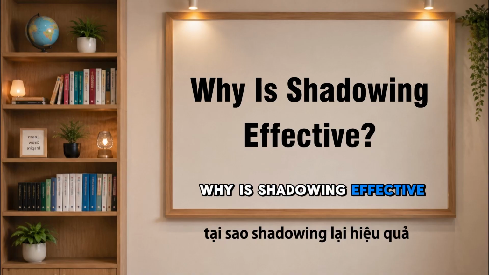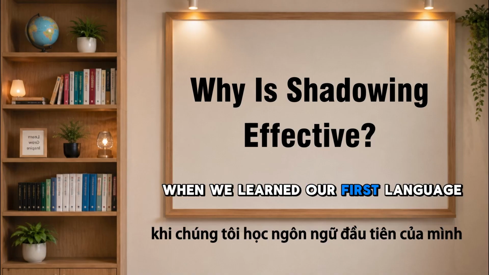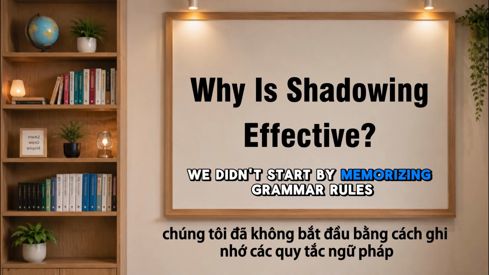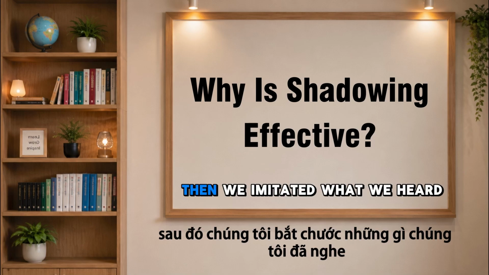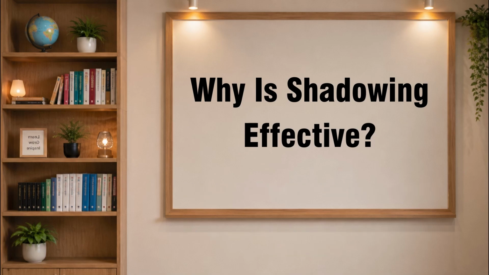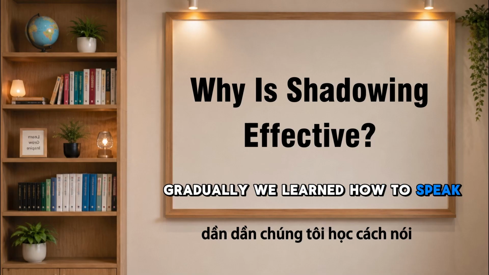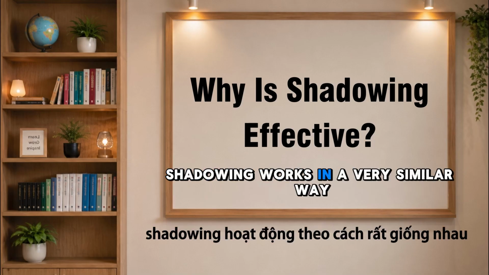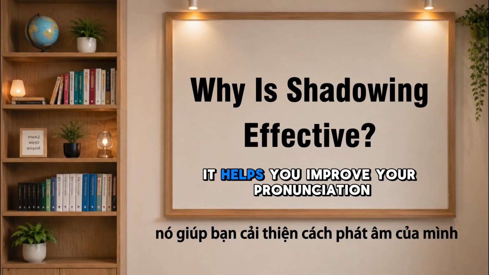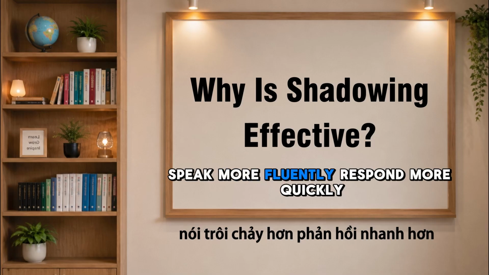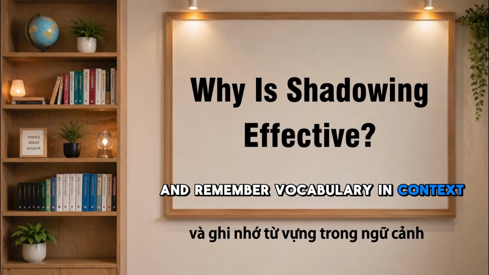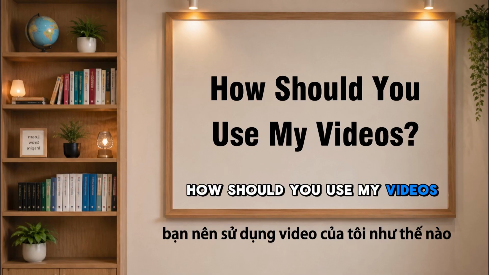Why is shadowing effective? When we learned our first language, we didn't start by memorizing grammar rules. We listened thousands of times. Then, we imitated what we heard. Gradually, we learned how to speak. Shadowing works in a very similar way. It helps you improve your pronunciation, develop more natural intonation, speak more fluently, respond more quickly, and remember vocabulary and context.